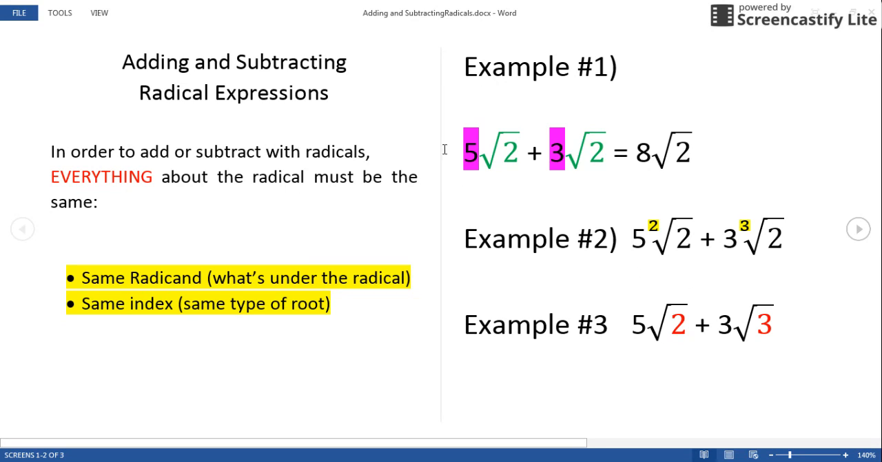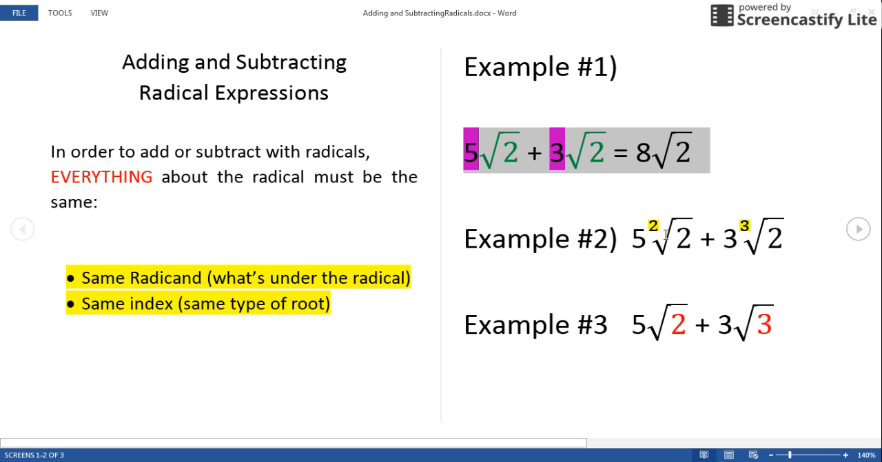For example, the one that is here, since they are both square roots of 2 that we're trying to add together, they have the same index, both are square roots, and they have the same radicand. The number under the radical is 2 for both of these. So since they are exactly the same radical, we can combine the numbers out in front. 5 plus 3 gives us 8 of the square roots of 2. Everything about the radical was the same, so we were able to add those together.